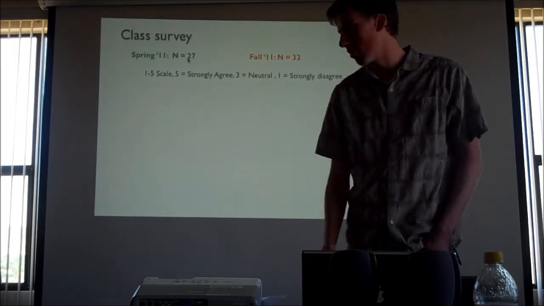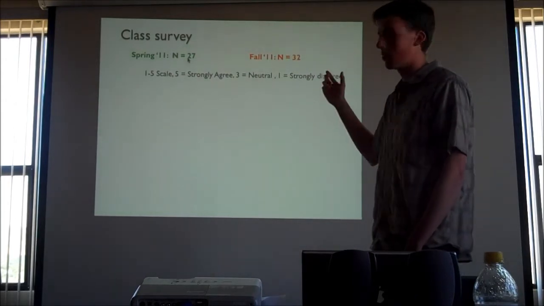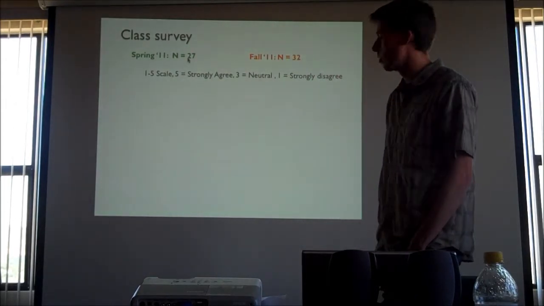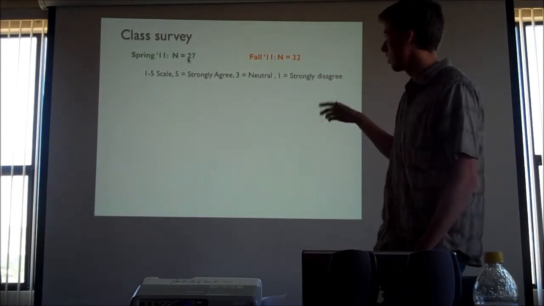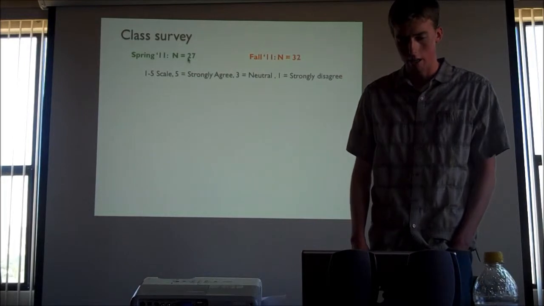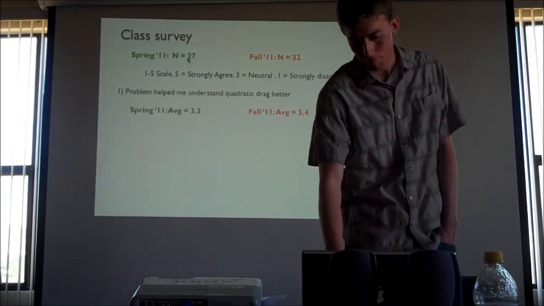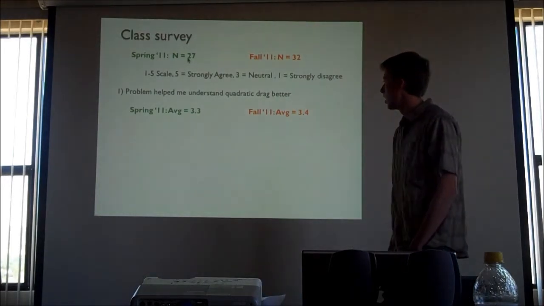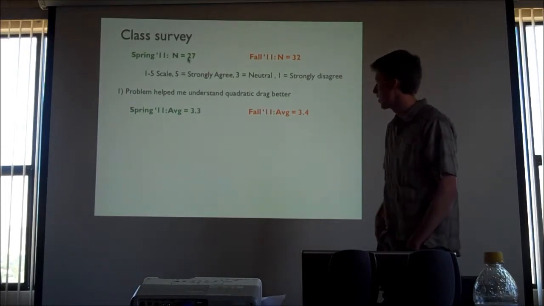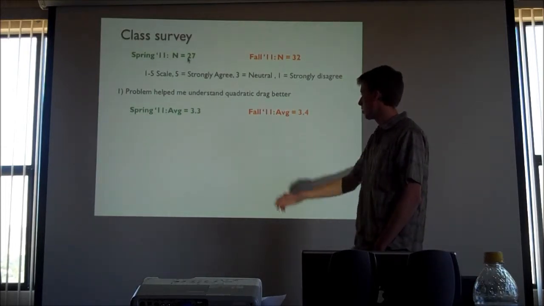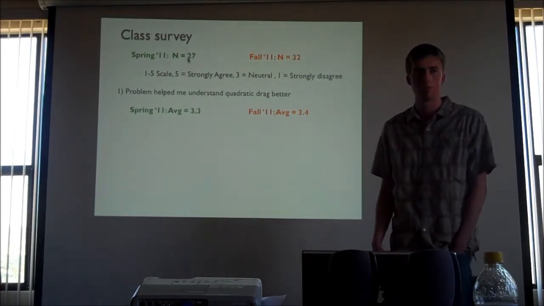So another piece of data that I collected was a class survey. In the spring, I had 27 students fill it out. I had 32 this semester fill it out. Same 1 to 5 scale, 5 is the strongest, same exact survey, so no differences at all. The first question here is: the FET problem from last week helped me understand quadratic drag better. In both semesters we got basically the same average result, which is pretty neutral, 3.3 and 3.4.